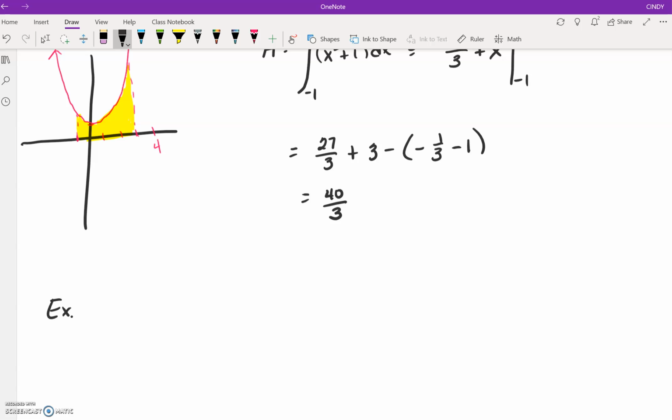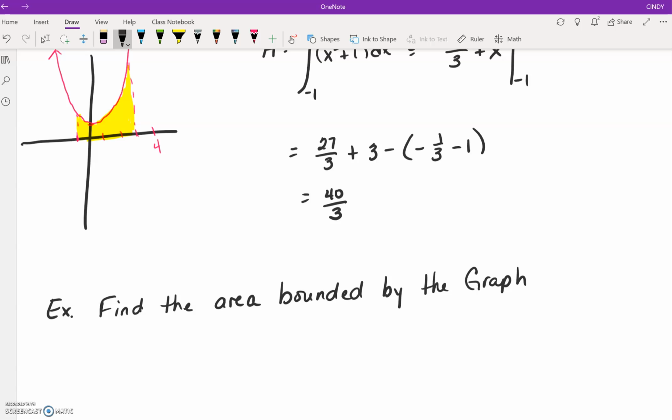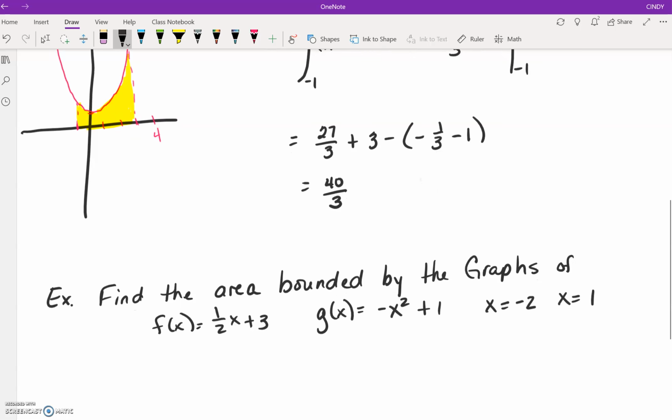Okay, let's play with another one. We're supposed to find the area bounded by the graphs of two functions. F of x is 1/2 x plus 3. G of x is equal to -x squared plus 1. The line x is equal to -2, and the line x is equal to 1.